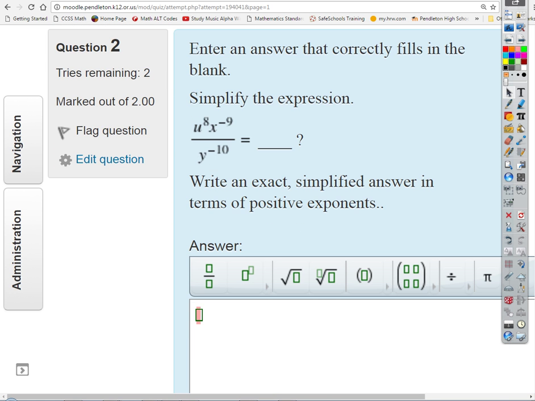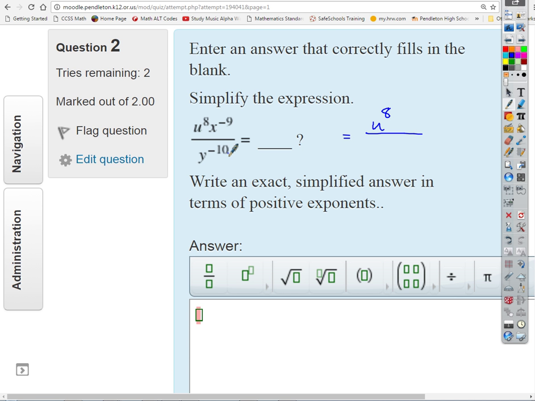Okay, it's really pretty simple. The only thing we're doing here is we're just having to move some of those variables to the other part of the fraction to make the exponents positive. So what's my answer going to be? What's going to end up on the top? How about the u to the 8th? Does that go anywhere? No, that stays put. And none of these are like bases, so we don't have to do anything there, right? You just have to put them in the correct places.